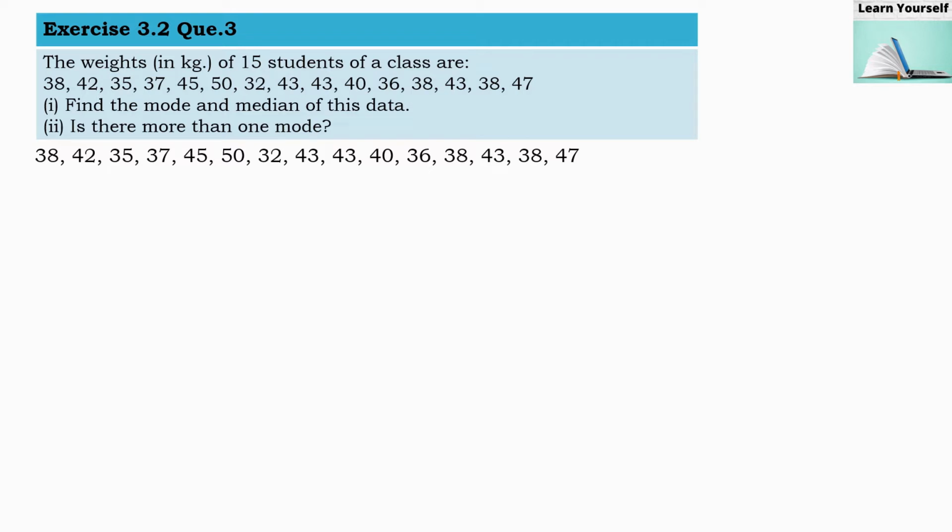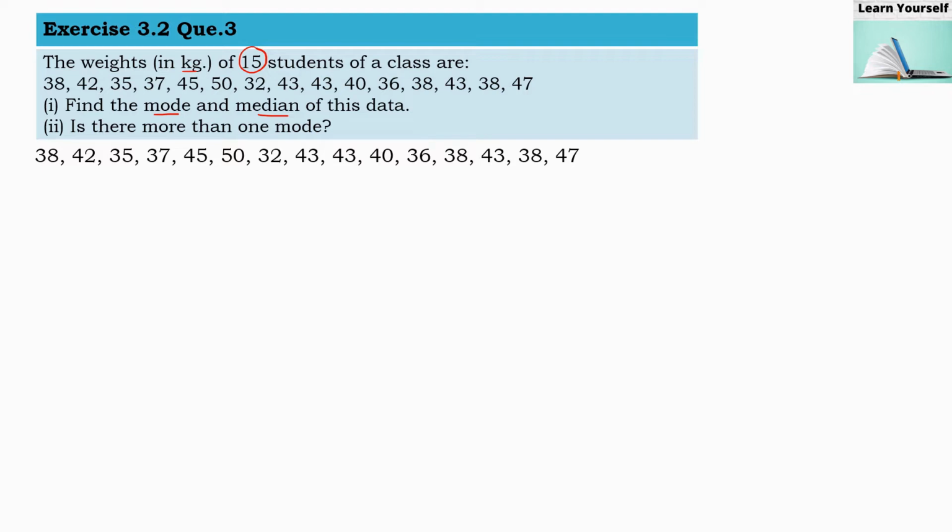The weights in kg of 15 students of a class are given here. These are the weights in kg, and we have data for 15 students. We have to find out the mode and median of this data. Is there more than one mode or not, that we have to find out?